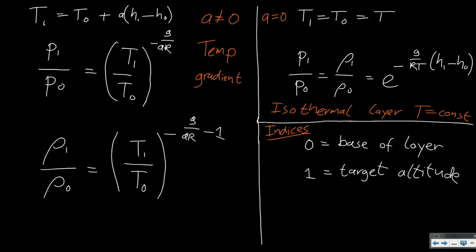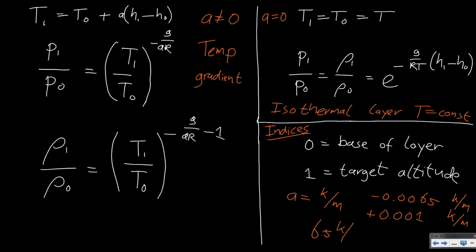Also be aware of the units for lapse rate. It's in Kelvin per meter, not in Kelvin per kilometer. And this means that typical values are values like minus 0.0065 for the troposphere, or for the second layer in the stratosphere, plus 0.001. These are values in the correct units, Kelvin per meter. Never use a value like 6.5 Kelvin per kilometer. That is completely wrong and will get you very strange results.